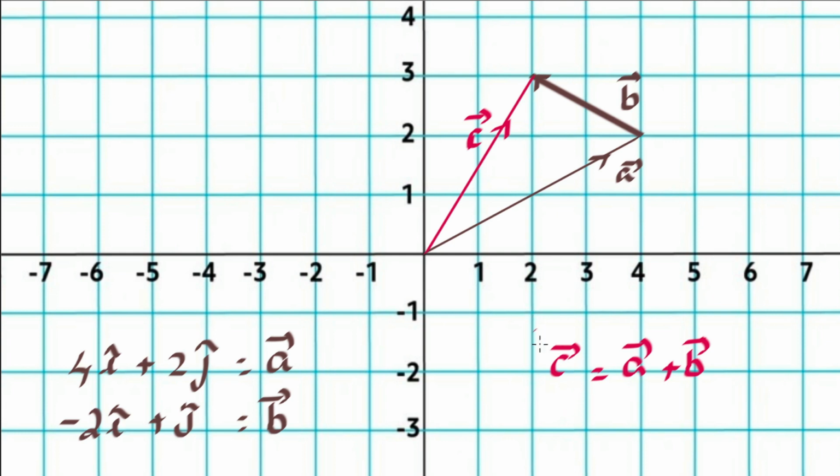Now take a look at C. C is going to be 2i plus 3j. Can you see that? C is going to be, starting at the tail, 2i plus 3j. And check it out. 4 minus 2 is 2. 2 plus 1 is 3. So add the x components separately, add the y components separately to get the vector sum in terms of components. So addition of vectors, once you write them in terms of components, reduces to ordinary addition. Now you can see why they chose this symbol plus for vector addition also.